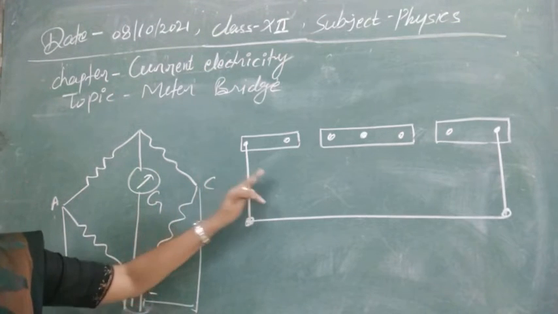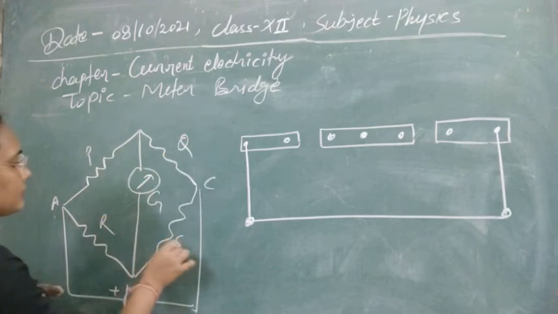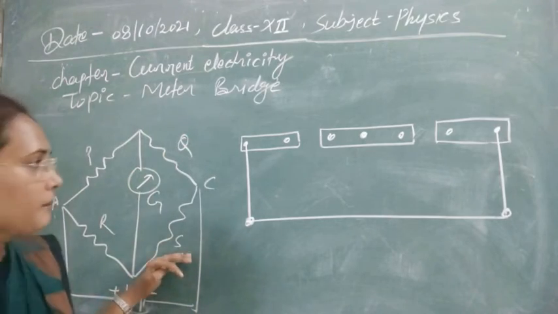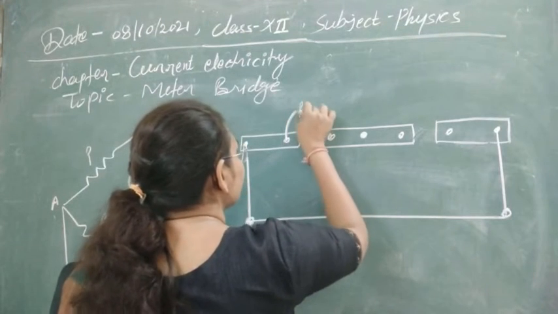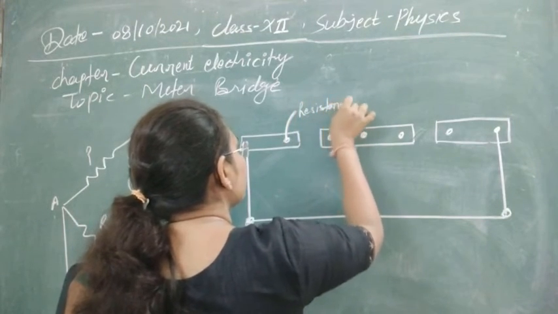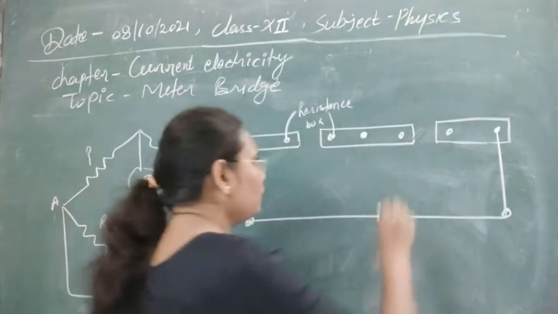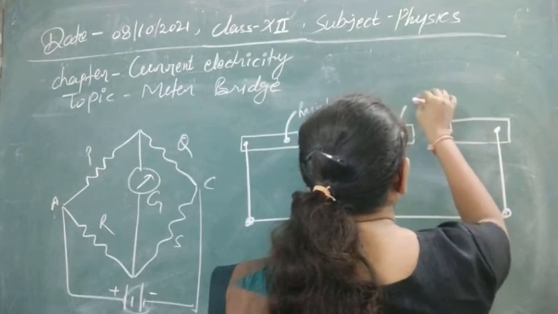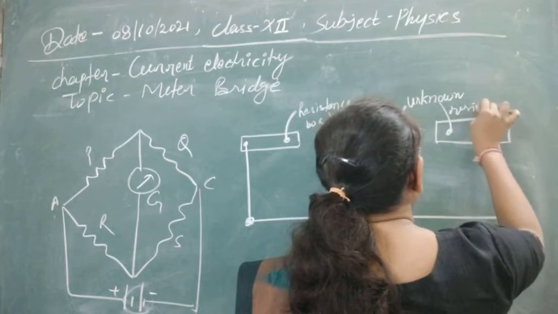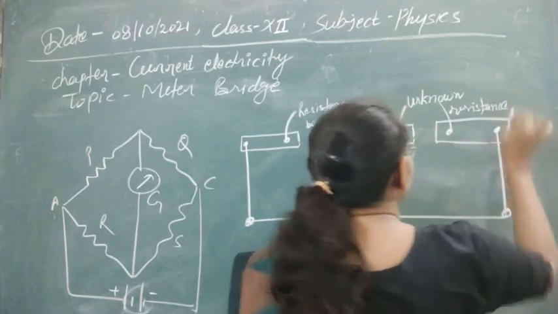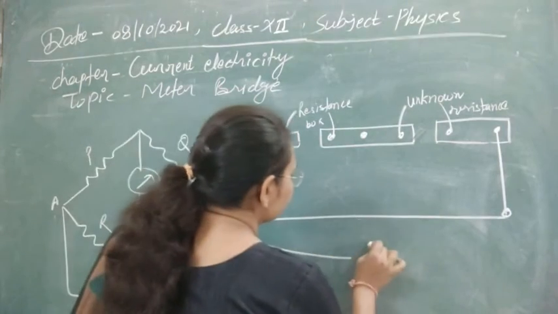Now how can we construct meter bridge in this form? As here 4 resistances, suppose this is P, Q, this is R, this is now S, which is the unknown resistance. So first of all we are connecting the known resistance, the resistance box, by these 2 ends. Now the unknown resistance, the wire that is given to us to find out its resistance, we are connecting in between these two.